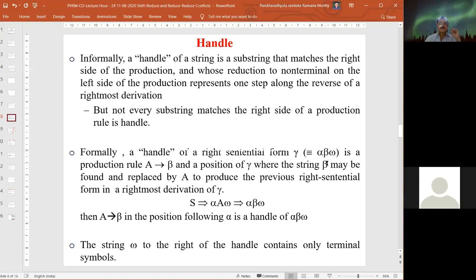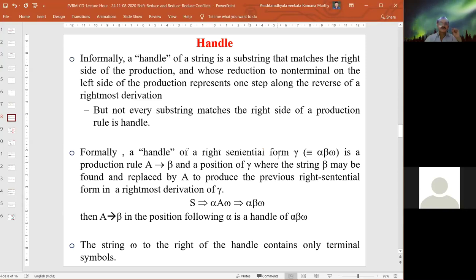For example, alpha b w is a production rule. A derives beta, and the position of gamma where the string beta may be found and replaced by A to produce the previous right sentential form in the rightmost derivation of the production. What is the meaning of right sentential form?